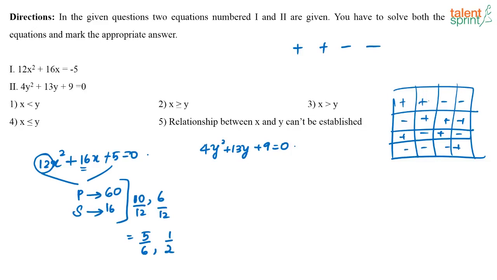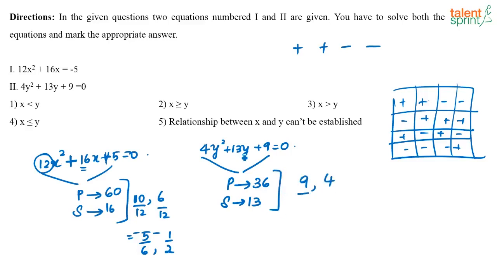So when these two are plus plus, the sign before bx and c, if both of them are plus, then both the roots are going to be negative. Similarly here, what will be the product? The product of two numbers has to be 36 and the sum of the two numbers has to be 13. So the two numbers are going to be 9 and 4.